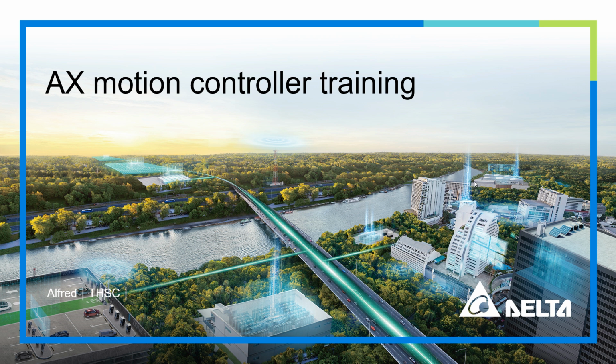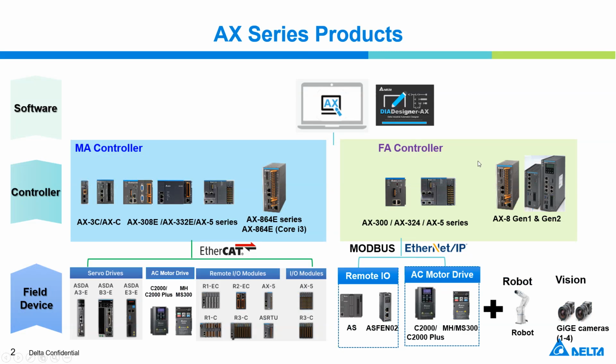Okay, then we start today's AX motion controller training. First, here I list down the AX series products, and I separate them by the MA and FA industries. FA means factory automation. And first, we see the machine automation part.